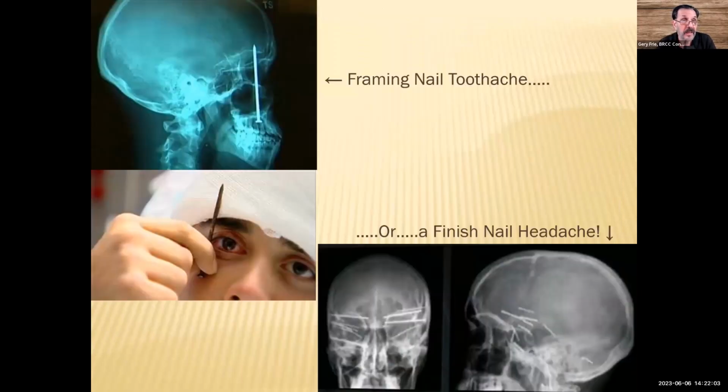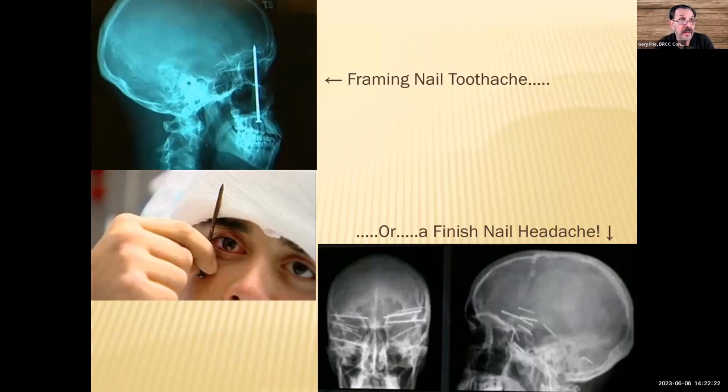And so, this picture probably should be in another place, but this guy fell on his framing nailer and accidentally countersunk a nail into the roof of his mouth, and it went up behind the eyeball, but missed anything important. So he thought he had a toothache and went to the dentist.